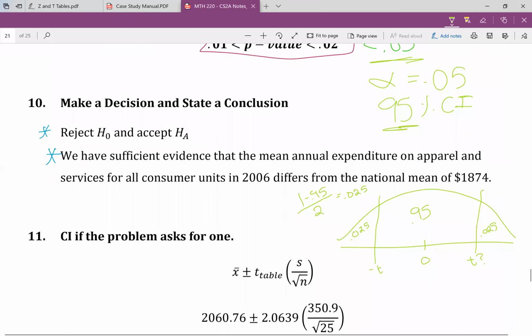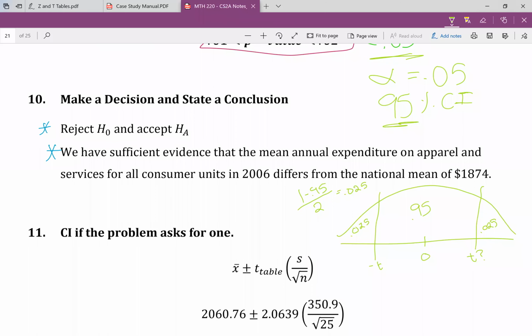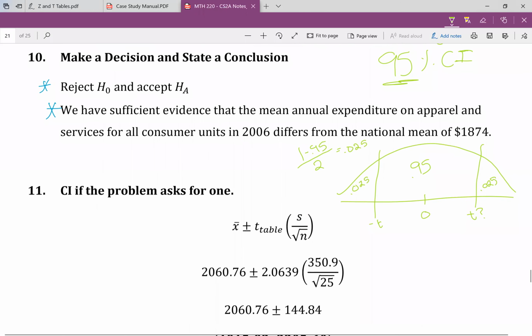So my t-table value is 2.0639. X bar, s, and n you get from the problem. Go back up to the very top and pick out those numbers. Take a moment, pause right here. Go ahead, complete this formula, get your confidence interval, and write a statement about it.